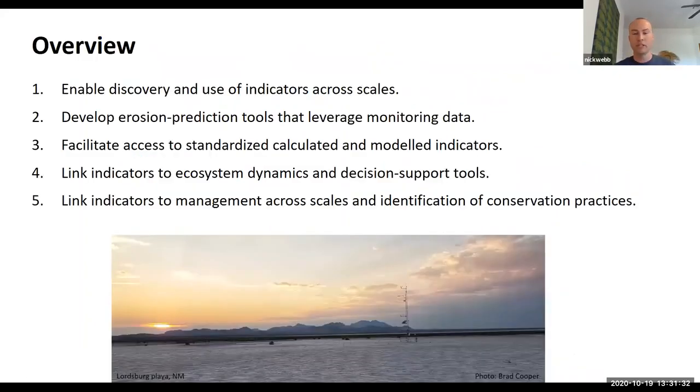The set of projects that I'm going to talk about have 5 broad objectives, and these are to enable discovery and use of indicators of different ecosystem attributes and services across spatial scales, to develop erosion prediction tools that can leverage monitoring data sets that are producing these indicators so that we can value add to them, to facilitate access to standardized calculated and modeled indicators, and then from there link those indicators to ecosystem dynamics through decision support tools like ecological site descriptions. And in doing so, achieve our 5th goal, which is to link these indicators to management across scales. And in doing this, support identification of conservation practices, as well as assessment of the effectiveness of the practices that we're implementing across our landscapes.